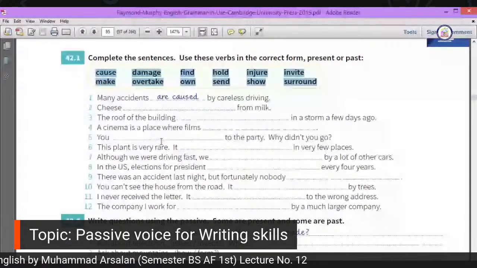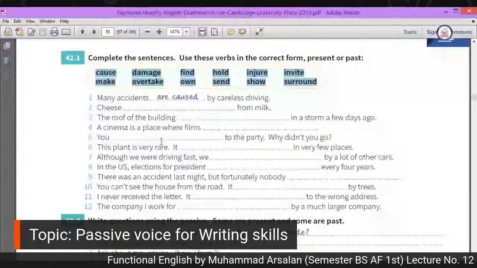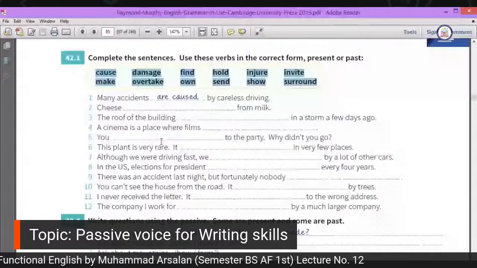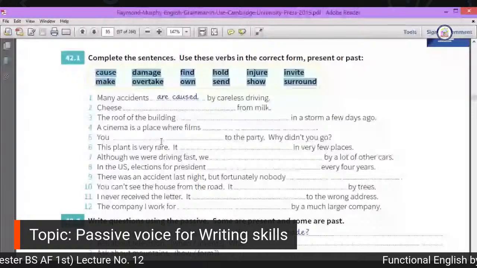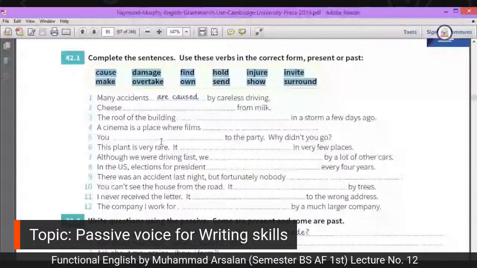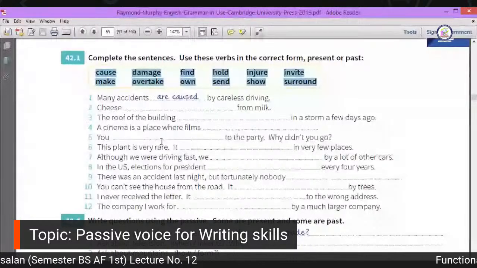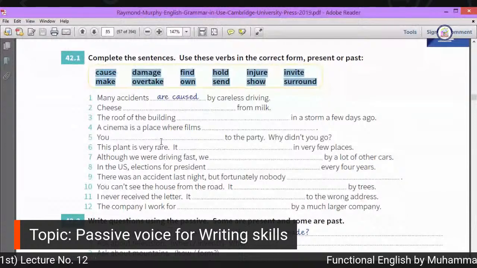The company I work for is owned by... Owned by. What about continuous tense? Don't make a noise. I am being disturbed. Okay? I am being disturbed. Number four answer is show and shown.